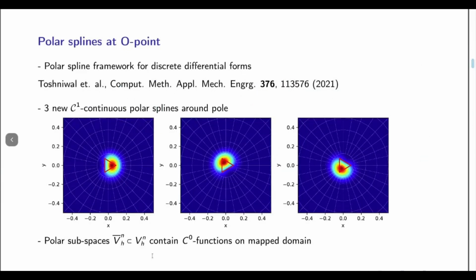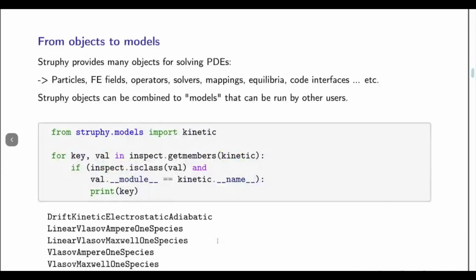We also have a module for polar splines to treat O-points. This is especially useful in tokamak and stellarator experiments, where if you use curvilinear coordinates, you are in a toroidal geometry, and in a poloidal plane, you will always have a singularity, which is the O-point, and the tensor product finite element bases usually perform poorly there. We have a solution for this. We provide a polar spline basis around the center, which leads essentially to continuous functions on the physical domain. Okay, so far a little bit about the methods that are available within Struphy.